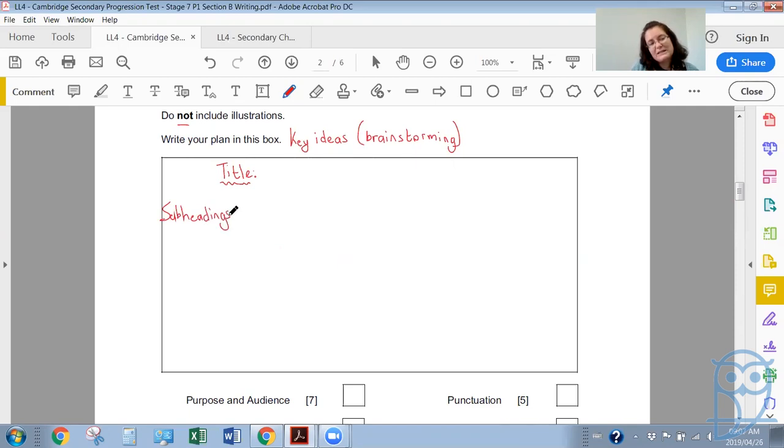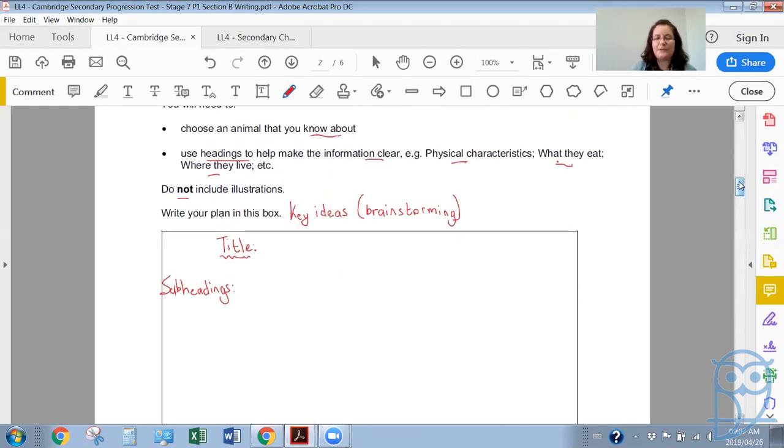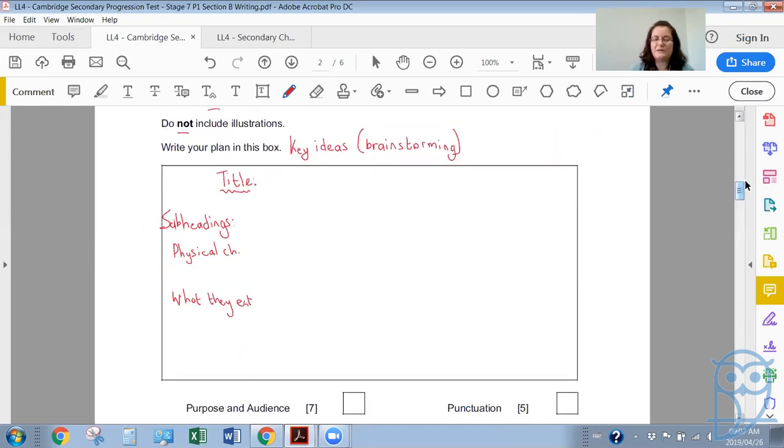That's the smaller headings you get that break up the text, the ones they have suggested, for example, physical characteristics, okay, and what's the other one? What they eat, and then where they live. Okay, so let's move this down. All right, now those are just some suggested headings. You don't have to use the ones they give you. You can add other things as well.